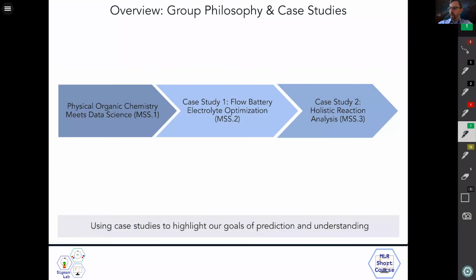All right, I want to welcome you all back for the second module in my set. And this one is going to focus on a case study on flow battery electrolyte optimization.